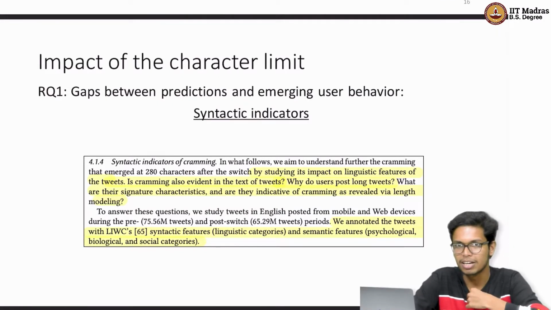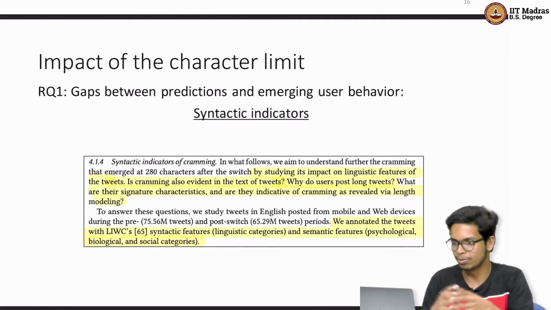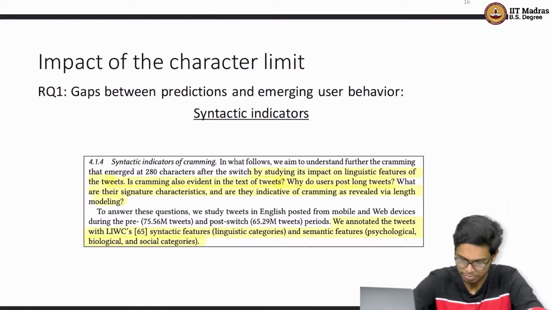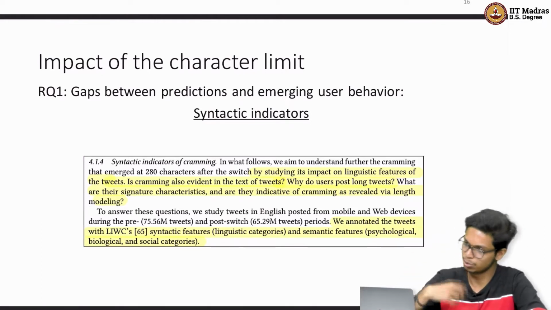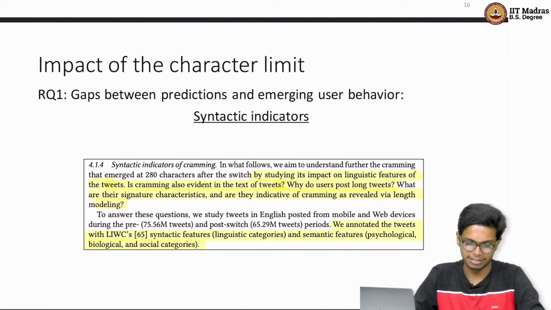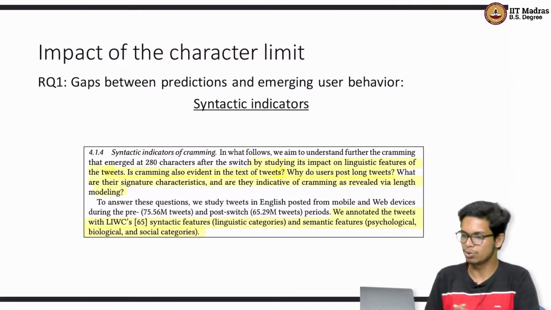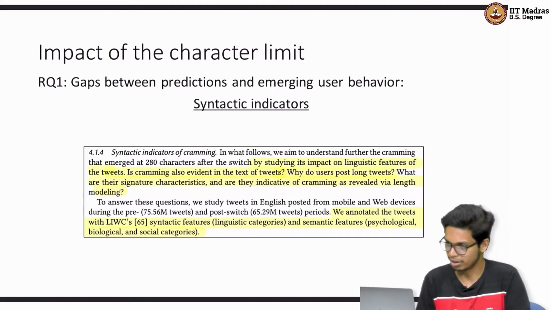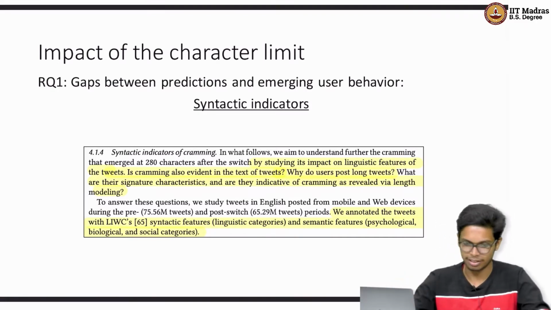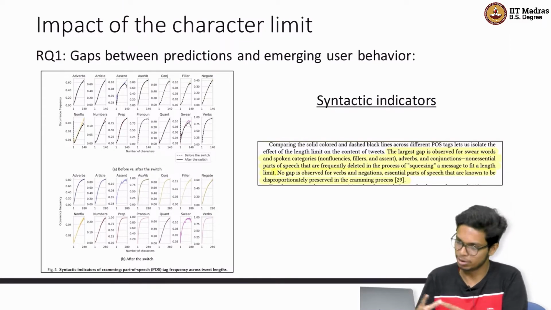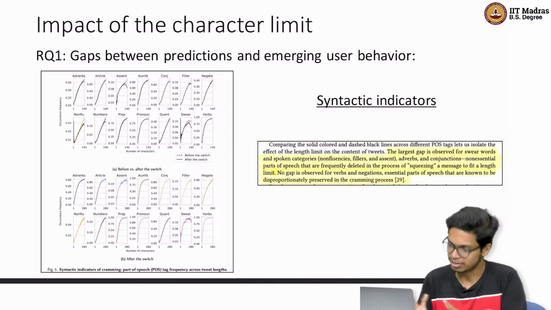Can we see if tweets that were being crammed towards 140, or now the new limit of 280, have some syntactic patterns? Do they have some semantic patterns and so on? This slide just tells you they use LIWC, which we've already established is a standard NLP toolkit, which gives you part of speech tags and adverbs: which words are nouns, how many nouns were there in the tweet, how many adverbs, articles, conjunctions and so on.